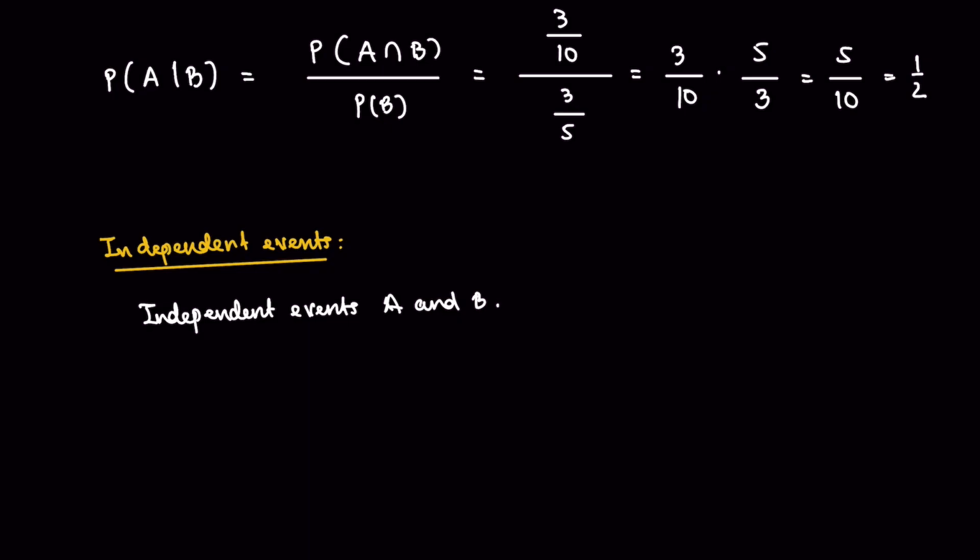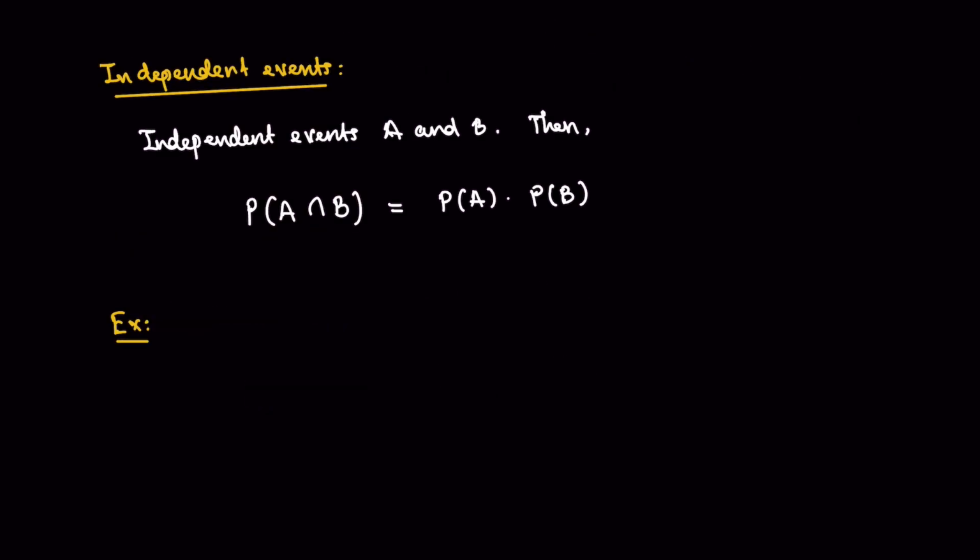This means that the outcome of one event does not depend on the other, or vice versa. Then you have the following formula: the probability of A intersect with B is equal to the probability of A multiplied with the probability of B. So consider the following example.